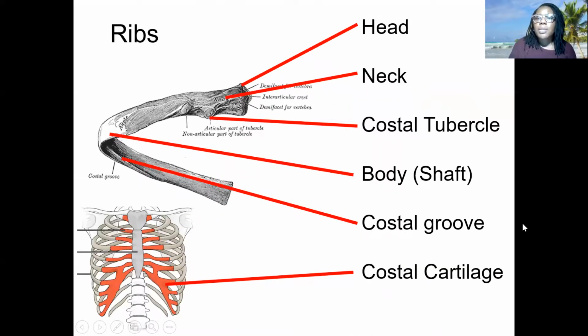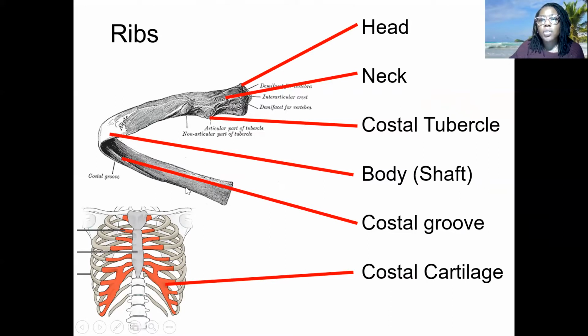Let's move on to talk about the ribs. So the ribs also have different parts. We've got the head of the rib, which is the first part of the rib, essentially the rounded projection that articulates with the vertebra. Then we've got the neck of the rib, so the smooth area in between the head and the body. And then the rest of the body, the area that actually curves around, forming that rib cage-like structure, is called the body or the shaft.